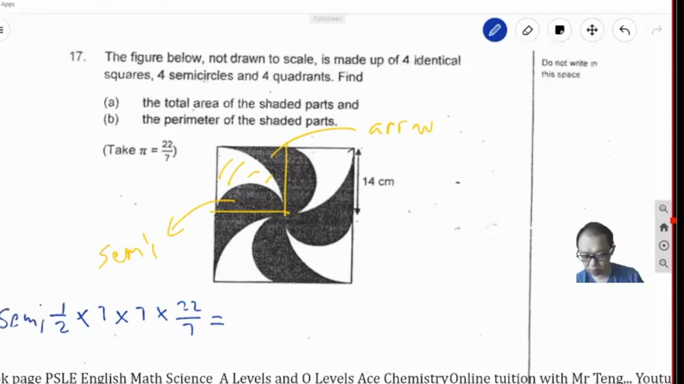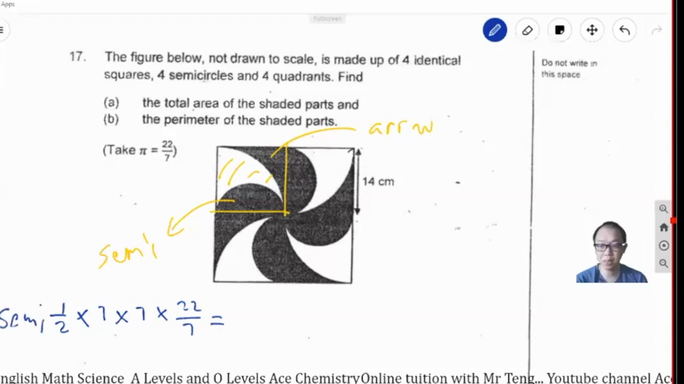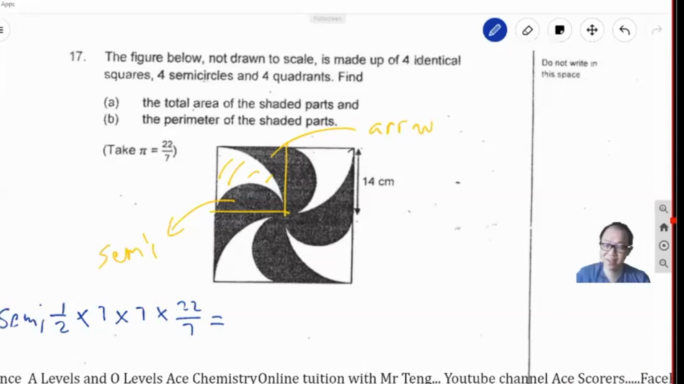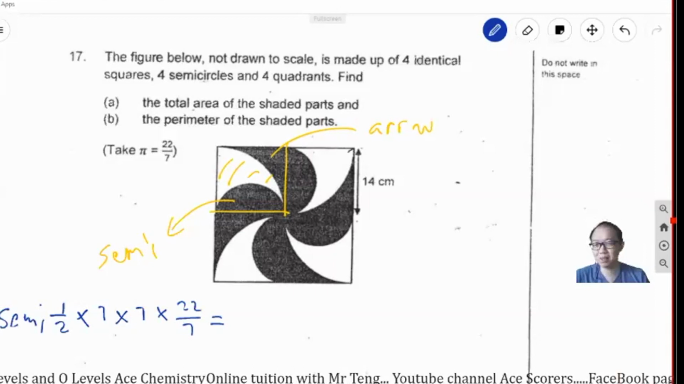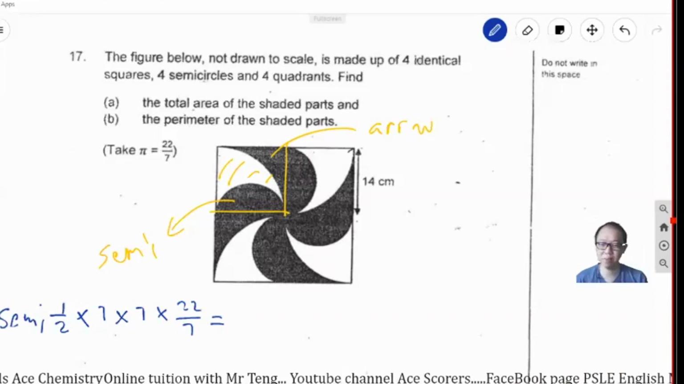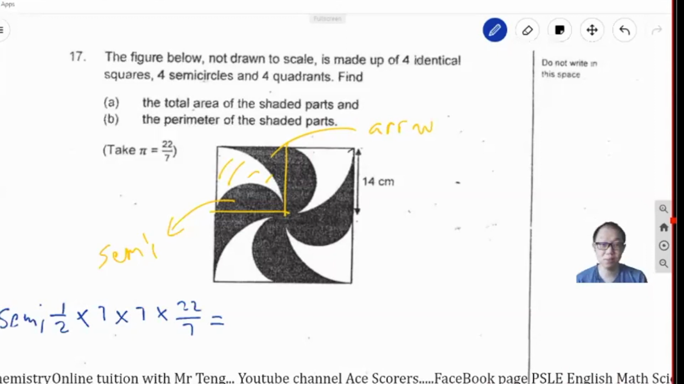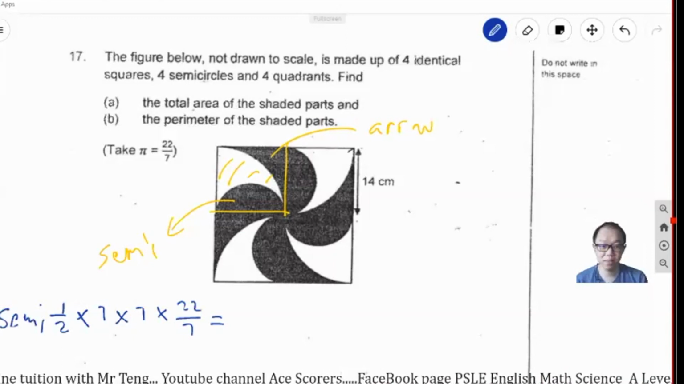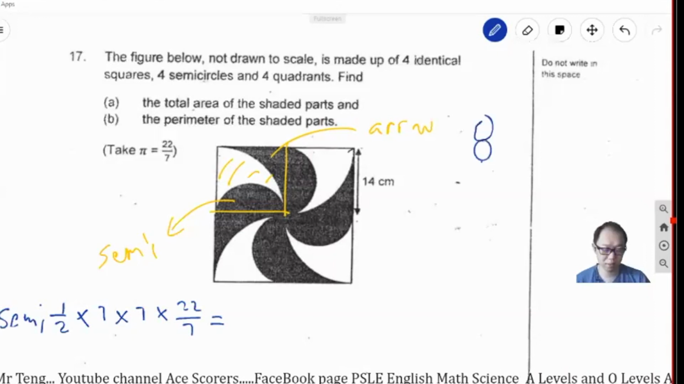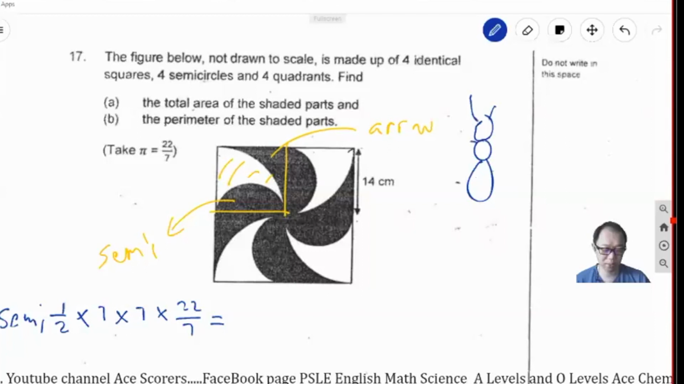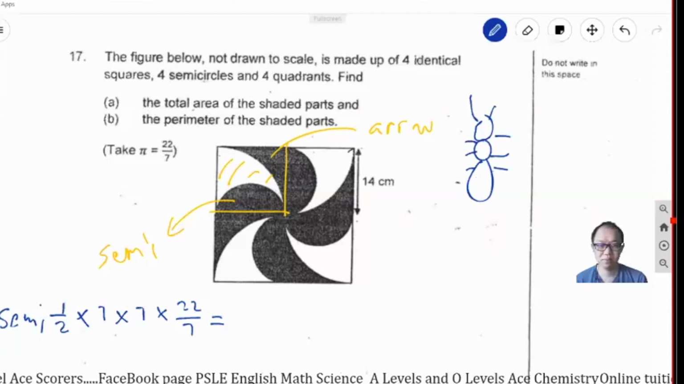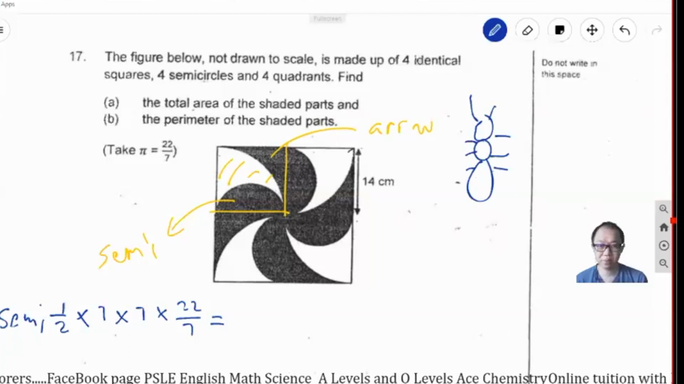Why does my school say half is lemon? Honestly, bro, you can call it anything you want. You can call it the backside of an ant as well. You know the ant backside? You know what I'm talking about? Lemon also can.